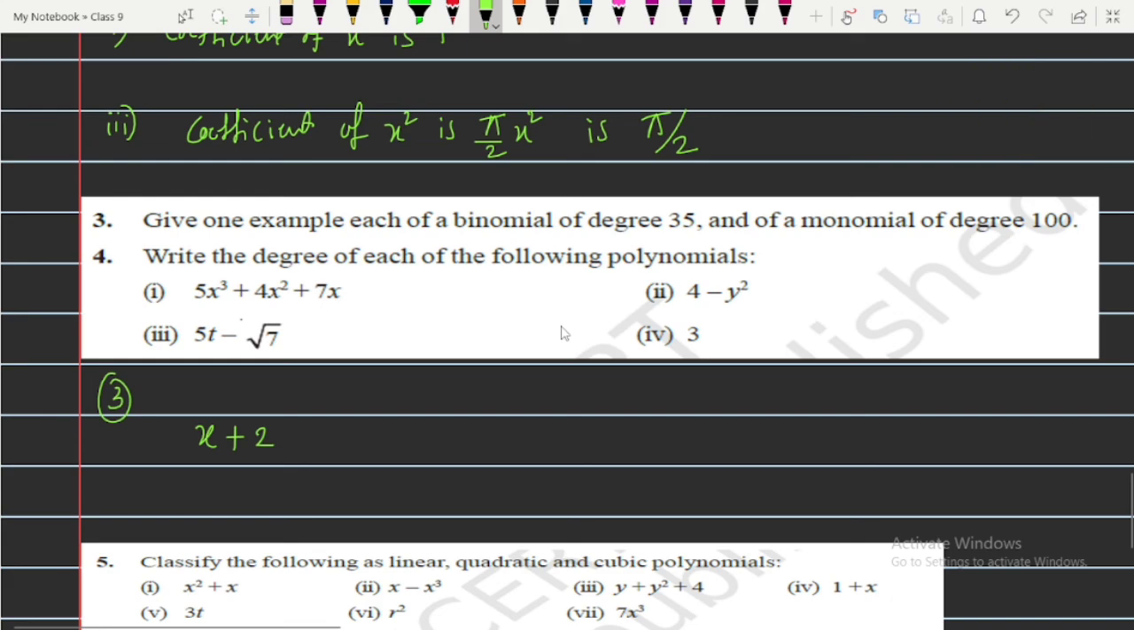So now for question number 3, we are going to write a binomial of degree 35. It is a binomial. The only thing you have to do is make its degree 35. So x is there, you have to write its degree as 35. x to the 35 plus 2. So it is a binomial of degree 35. In the same way, we are going to write a monomial of degree 100. Take any variable, you can take x, and make its degree 100. So this is a monomial of degree 100. So this is an example of degree 35 and degree 100.